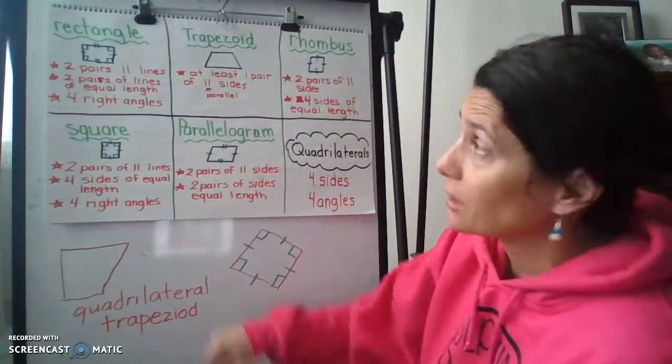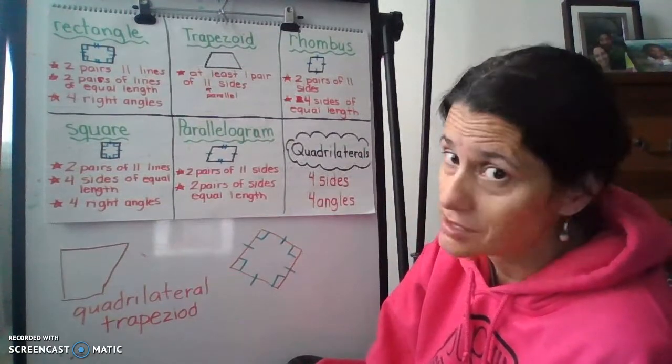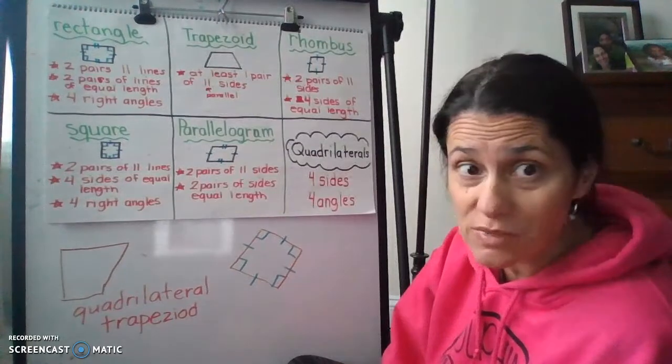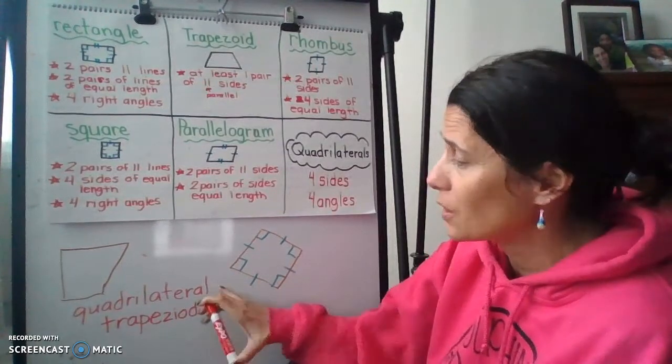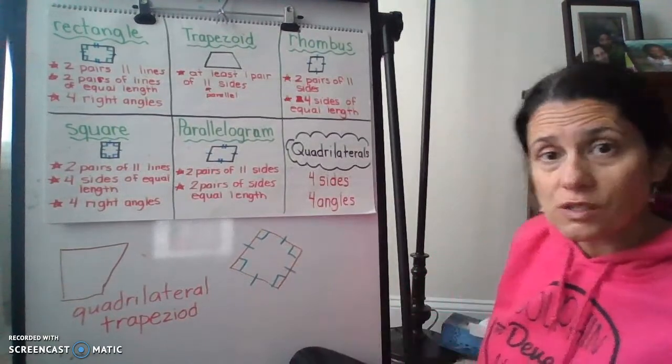Okay, we have one more to check. Rectangle, 2 pairs of parallel lines. Does it have 2 pairs of parallel lines? No. So the only 2 names that this shape could be called are a quadrilateral and a trapezoid. Now let's go over here to our next one.